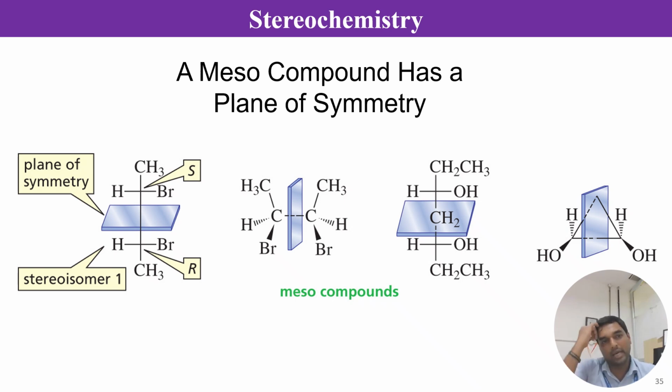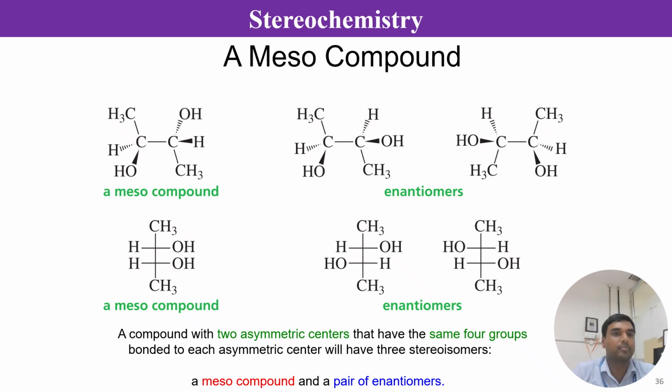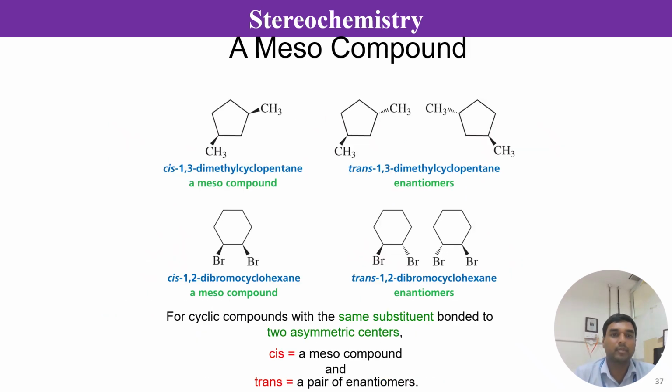They have a plane of symmetry, so they are also optically inactive. Meso compounds are optically inactive because of the plane of symmetry. You can see that this molecule has a plane of symmetry, so this is a meso compound, but these enantiomers cannot be meso compounds because a plane of symmetry is not there. So this has a plane of symmetry, but this does not. They are enantiomers.